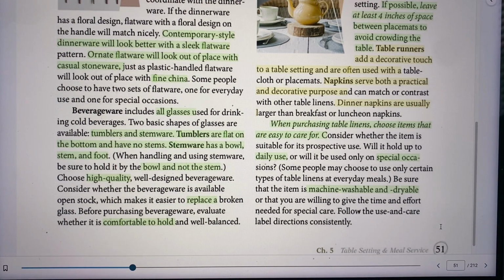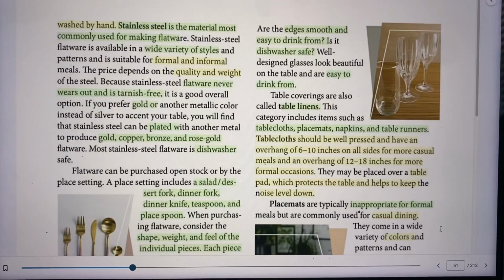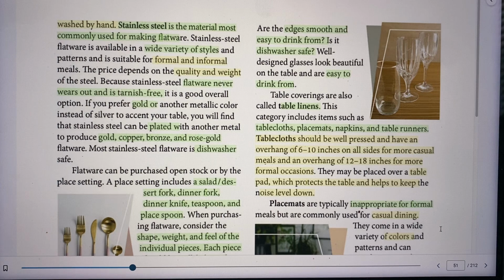So it says choose high quality, well-designed beverageware. It's important, it says, and when you buy a stock kind, it's easier to replace, because these glasses can get broken quite easily. And before you purchase it, take that glass and see, is that the kind of glass you like? Do you like to hold it? I have some glasses that actually have an indentation. Some tumblers have an indentation where you can put your thumb, and I love them. They're kind of weird, but you feel like you're safer holding it.